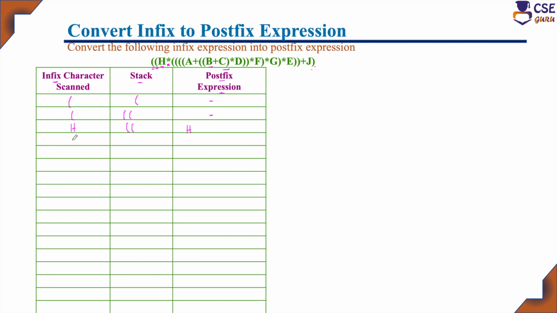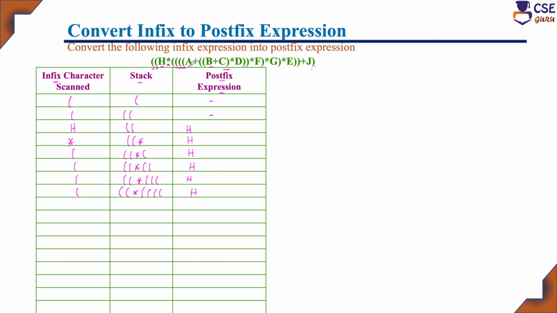Next is the star operator. Check the top element of the stack whether there is an operator. There is no operator on the top element of the stack. So this operator, you can push it onto the stack. And the postfix expression is H. Next are 4 open parentheses. So 4 open parentheses, you have to push onto the stack. An open parenthesis, directly push it onto the stack. So all 4 open parentheses, you push onto the stack.